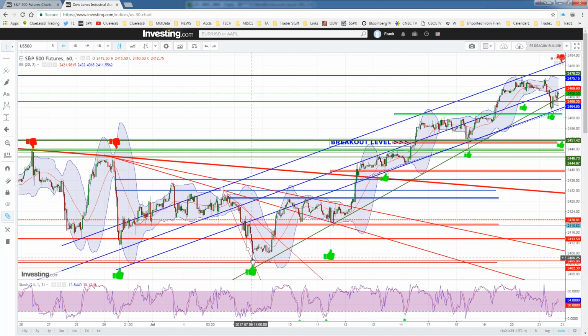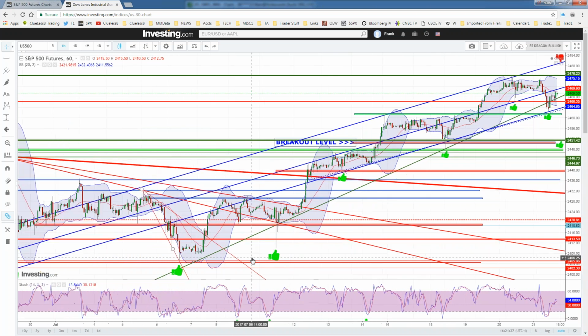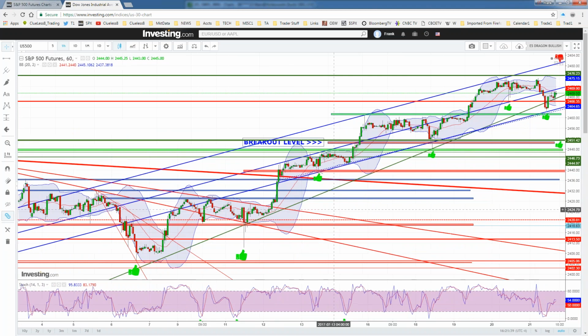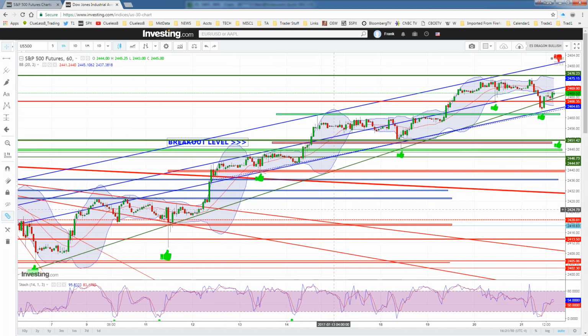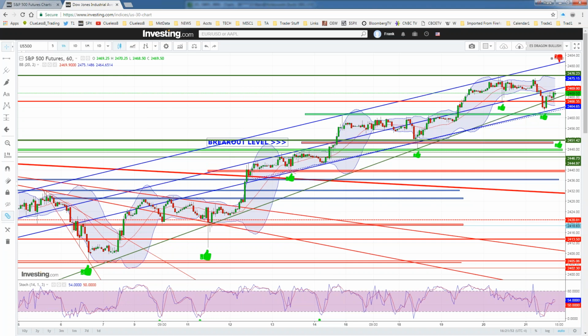So basically, this is the 6th. Remember, there's a weekend in the middle, the 8th and 9th. Let me look at the calendar, so we'll put this in perspective. July, okay, the weekend was the 8th and 9th. Remember, this is a futures chart, so it's all attached together because futures trade after hours. So bottom line, from here to here took another 2 days.